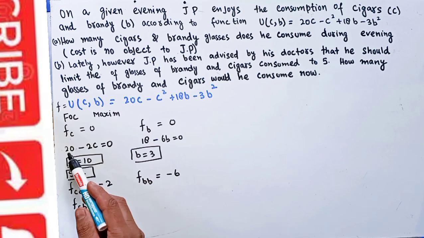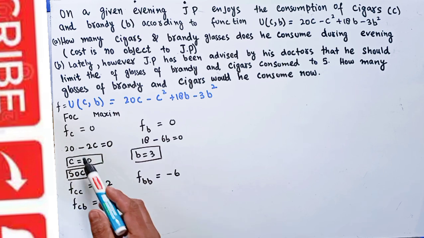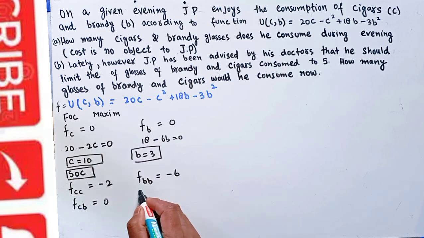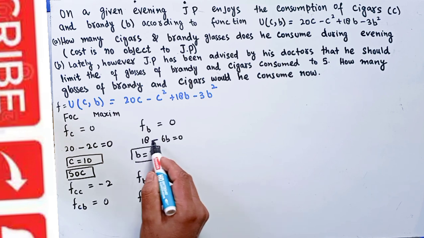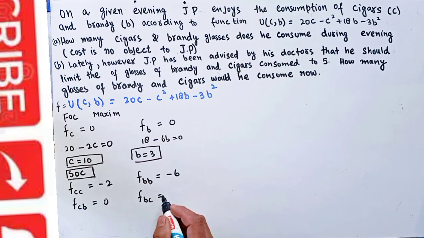Okay, so this is the first derivative. Now we take the derivative of this function with respect to B again. Since no B is involved here, its derivative is zero. And similarly, F of BC means partially differentiating this function with respect to C. Since no C is involved, again its derivative is zero.